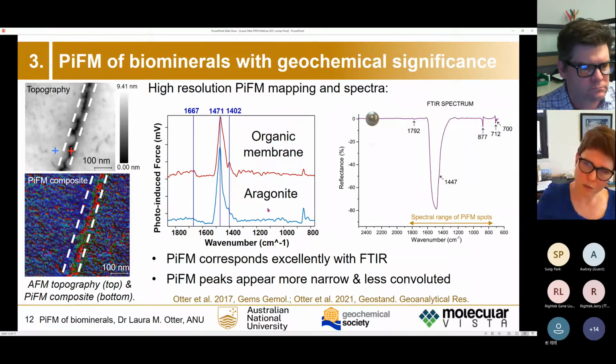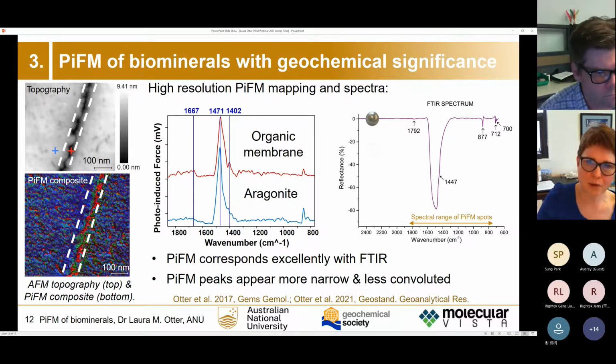And when we compare this to traditional FTIR, which I'm showing on this side here, just obtained from another pearl, and this is just flipped upside down because this was obtained in reflectance mode, we can see that FTIR is actually showing less of the peaks. They're more convoluted looking, but otherwise it shows the same peaks. So PFM actually corresponds very excellently with the FTIR data, and the peaks are just looking a bit more narrow and therefore less convoluted, which is nice.